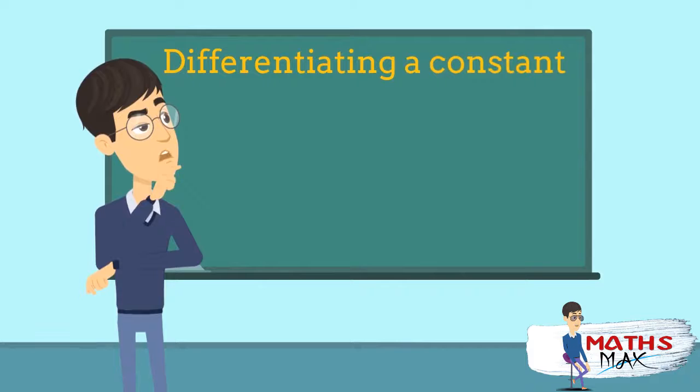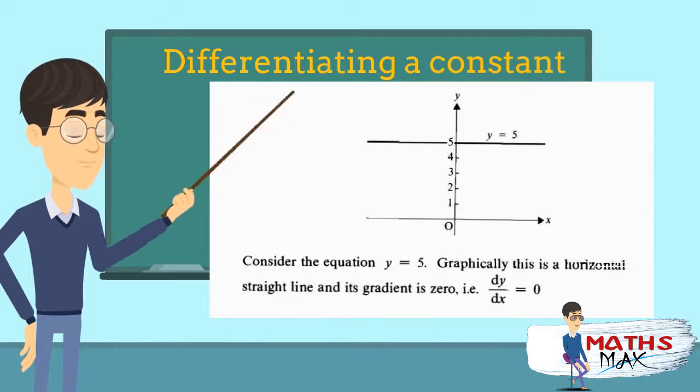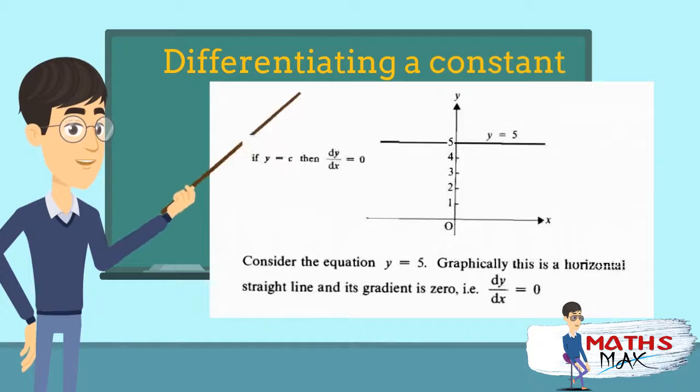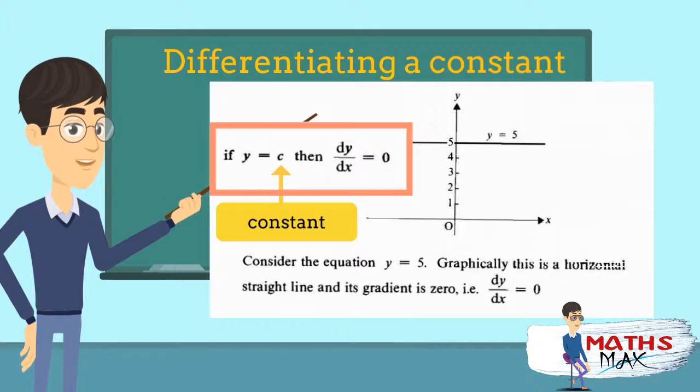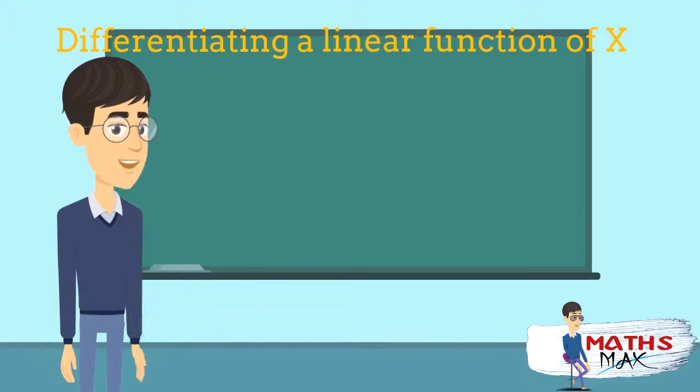What will happen if we differentiate a constant? Consider the equation y equals 5. Graphically, this is a horizontal straight line, and its gradient is 0. That means dy by dx equals 0. Now you can understand, if we differentiate any constant, then we get the value 0. Remember this.